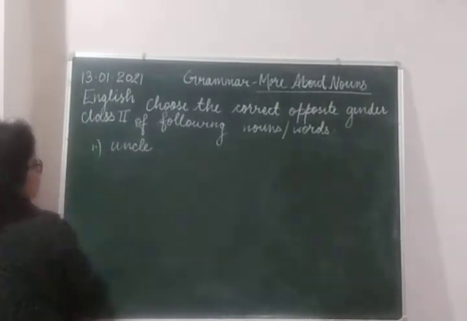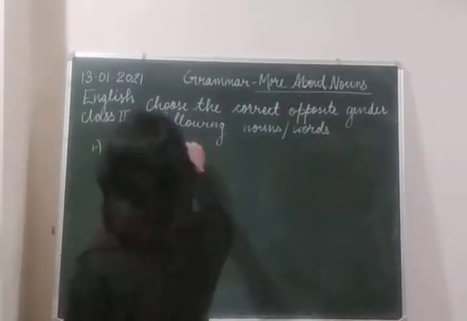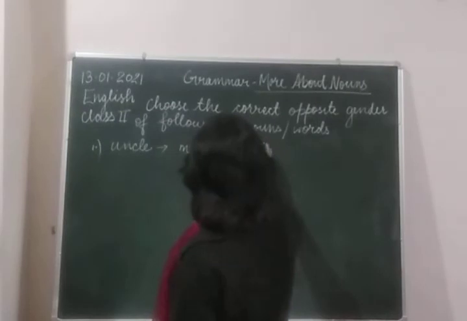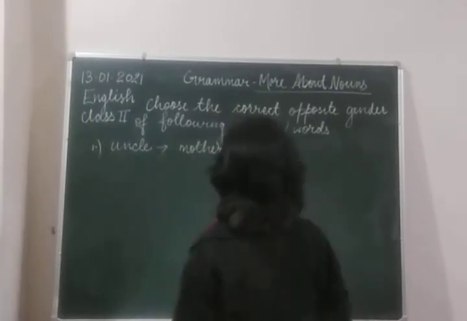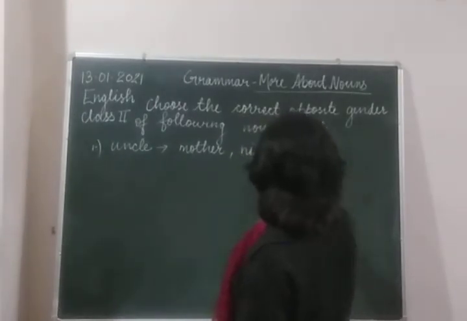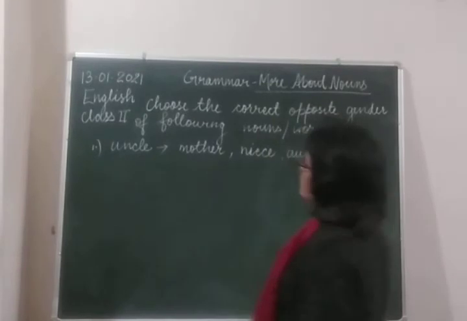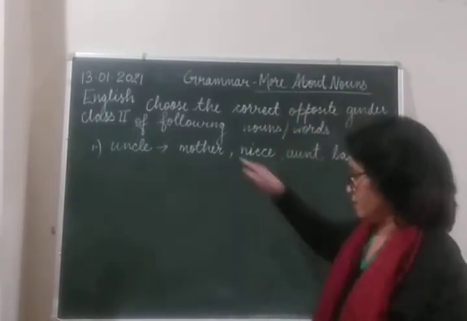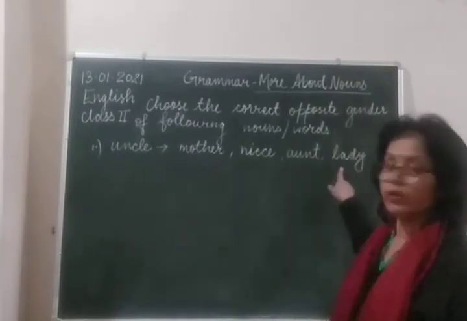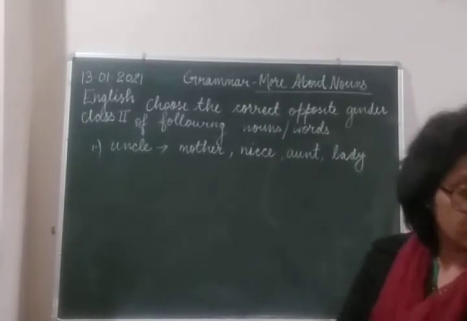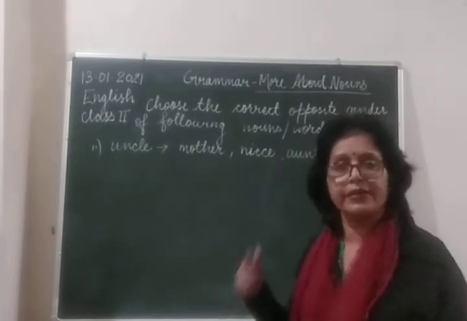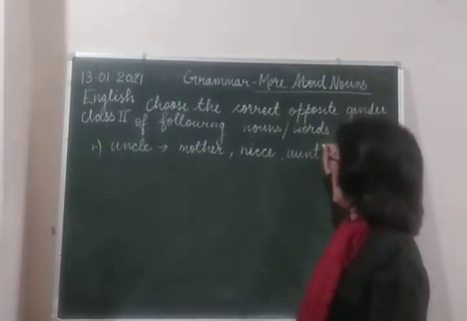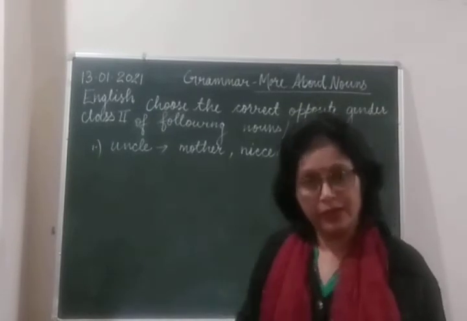अंकल. एंड द ऑप्शंस आर mother, niece, aunt, lady. What is the opposite gender of uncle? Uncle का opposite gender क्या होता है? Mother, niece, aunt और लेडी. इन फोर ऑप्शंस में से जो करेक्ट ऑप्शन होगा उस पर आपको सर्कल करना है या टिक लगाना है. विच एवर वे यू वॉन्ट टू सेलेक्ट यू कैन सेलेक्ट. सो द ऑपोजिट जेंडर ऑफ अंकल इज आंट.